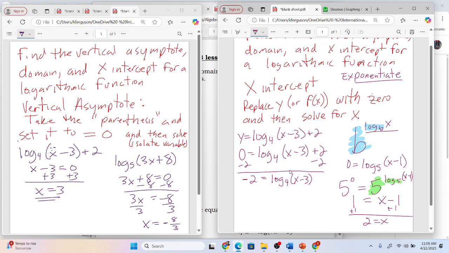Now let's do the specific one. So I started by replacing y with 0, and then I need to get the log by itself. So I subtracted 2 on both sides. Okay, and then when I did that, what I ended up getting was to here. I need to get rid of this log base 4. So I'm going to exponentiate with 4. So I'm going to make my two sides of my equation exponents of 4.